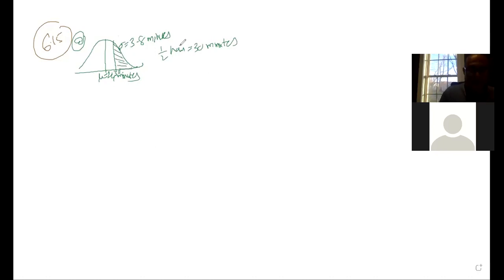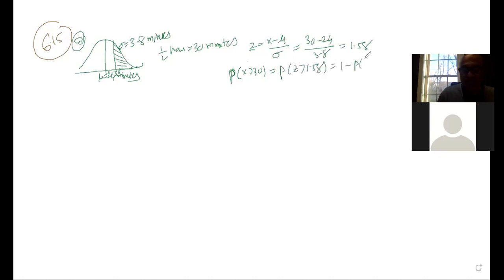Okay. So now Z is equal to X minus nu divided by sigma. X is equal to 30 minus 24 divided by 3.8. Use your calculator. Let me use my calculator. 30 minus 24 divided by 3.8, that is 1.58. So probability of X greater than 30 is equal to probability of Z greater than 1.58, which is equal to 1 minus probability of Z less than 1.58, right? And if you find this one and subtract from 1, you are going to get 0.0571. Okay, that is A part.